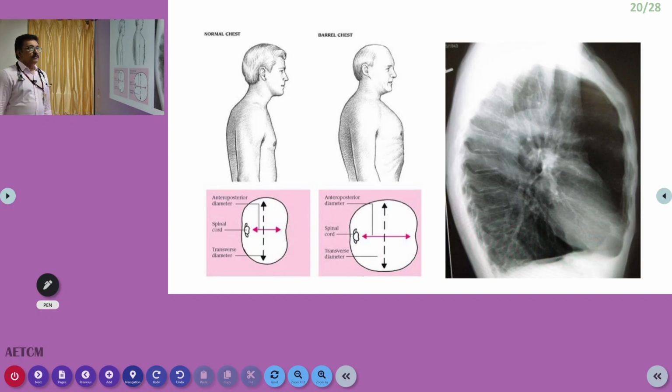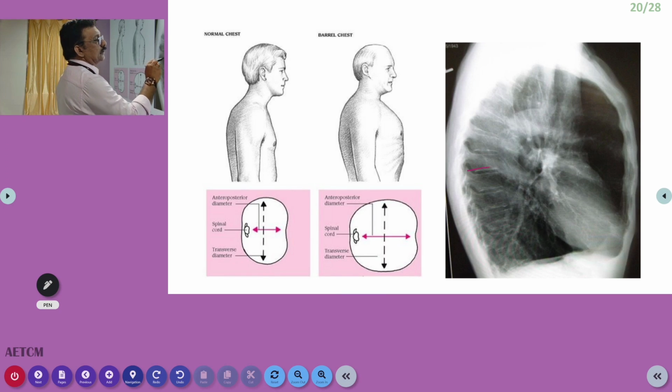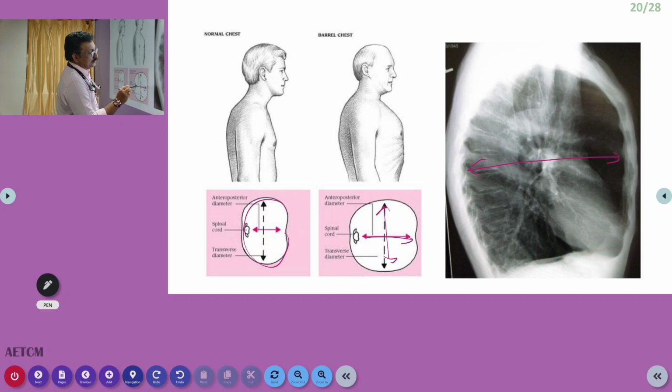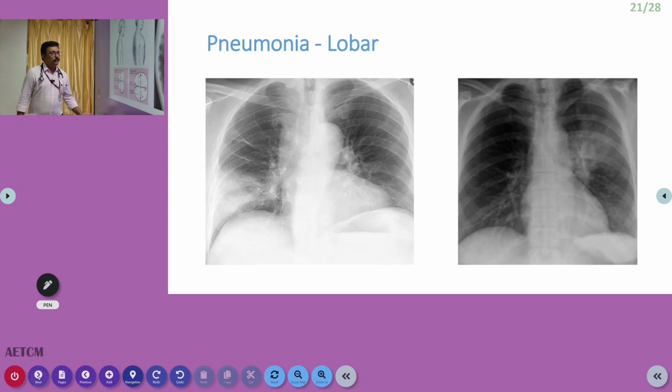Now another important feature of COPD is the expansion of the anteroposterior diameter. Okay, this is sometimes called the barrel sign. You can see a normal person's AP diameter is lesser than the transverse diameter. Here it is more or less equal on both sides. So that is called barrel sign, barrel chest or barrel sign.